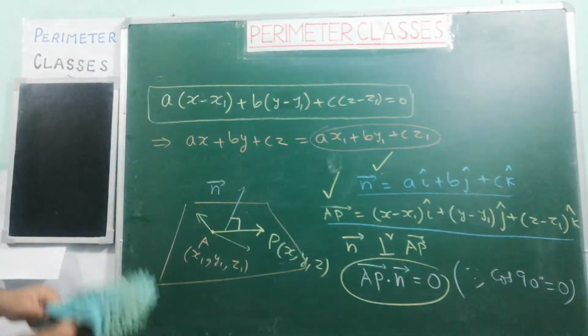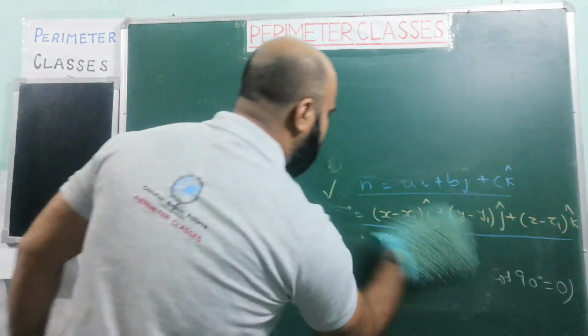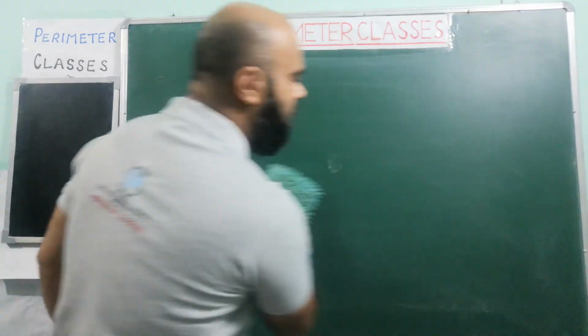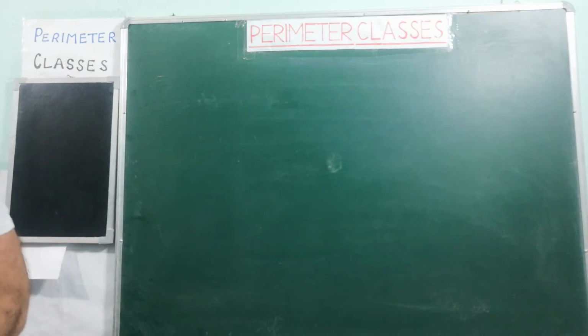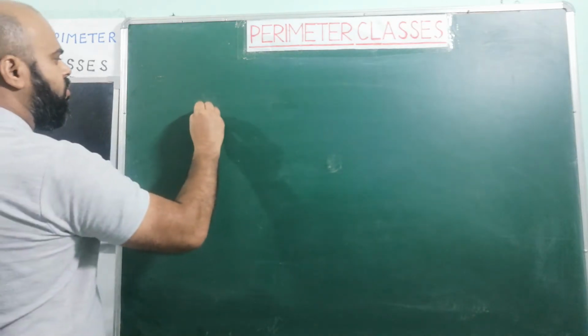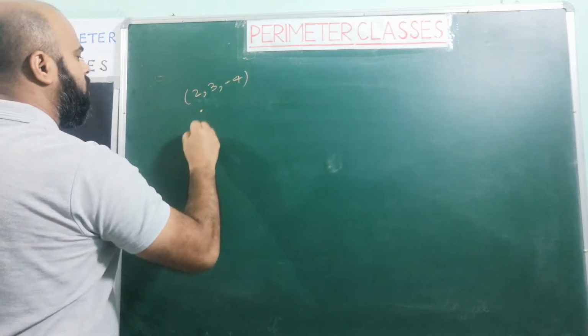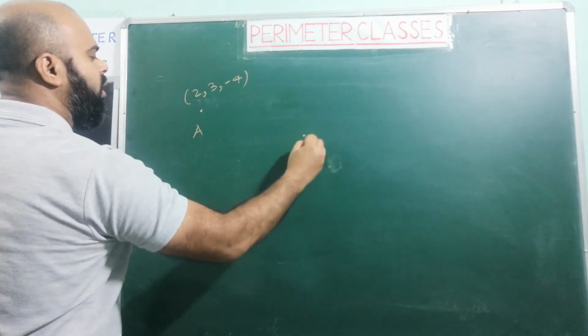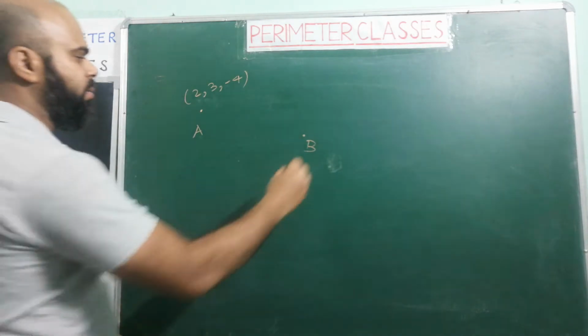Let me give you a question over here, which is related to the concept which we have studied till now about the equation of a plane. It is given that there are two points. One point is (2, 3, minus 4), point A, and there is another point B. Its coordinates are given as (1, minus 1, 3).